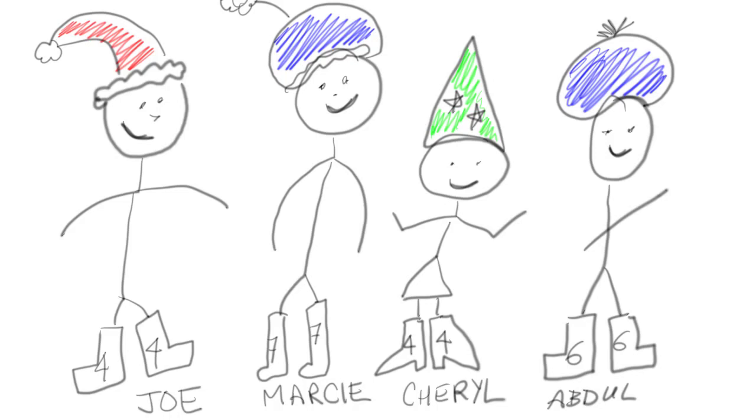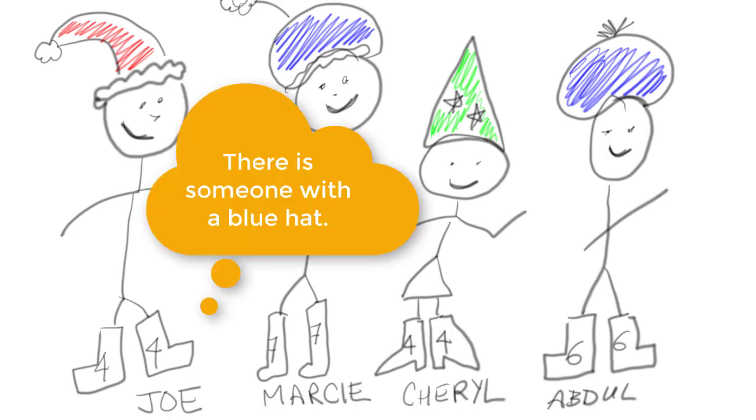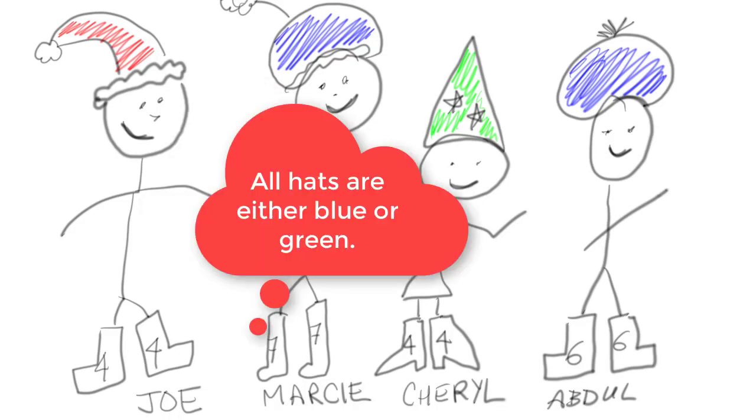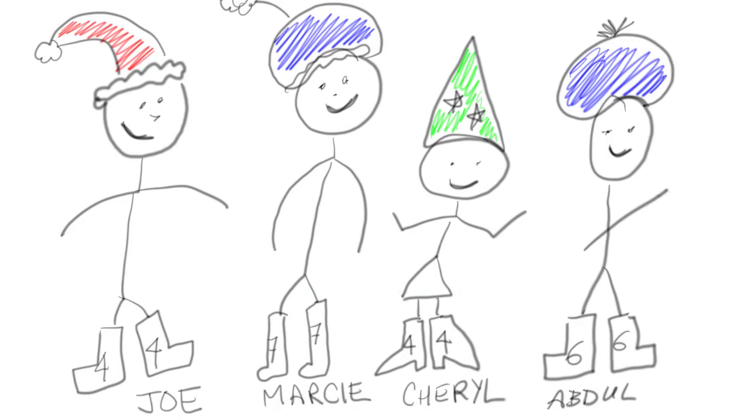Okay, now I can make various statements about this room full of people. Some true, some false. Here's an example. There is someone with a blue hat in this room. This statement happens to be true. Here's a false one. All hats in this room are either blue or green. Now, before we go further, let's ask ourselves, how do we know whether a statement is true or false?